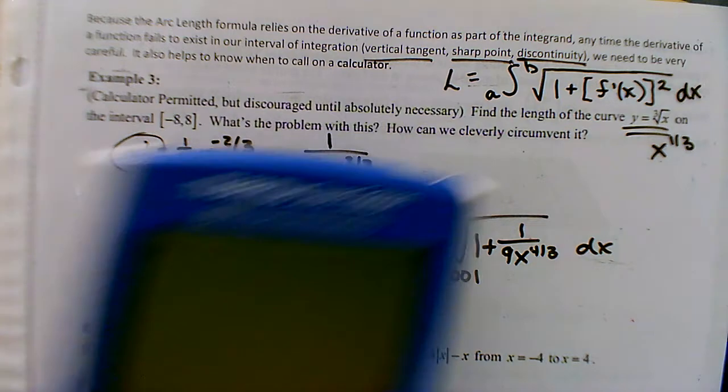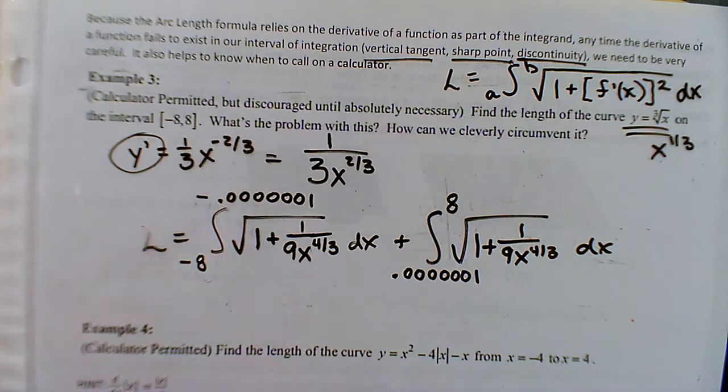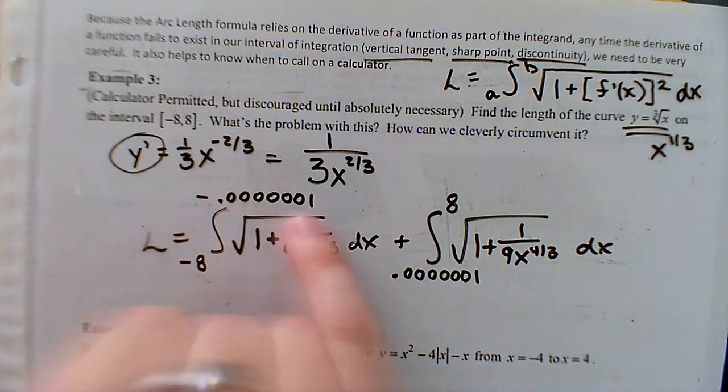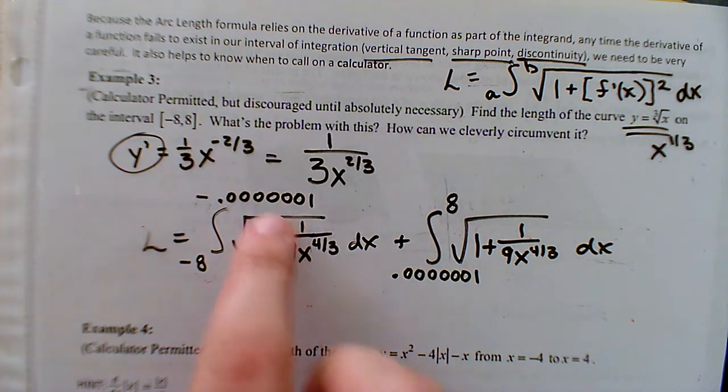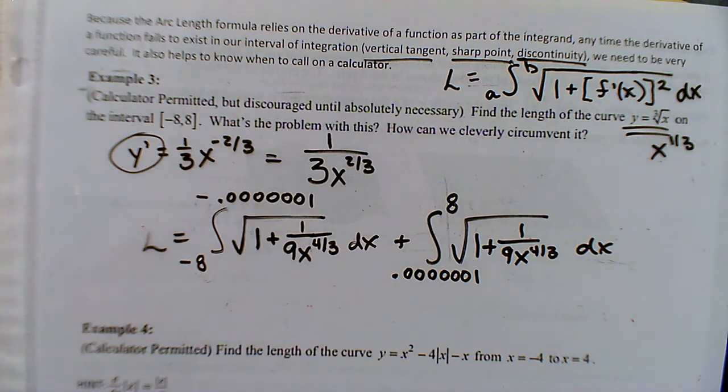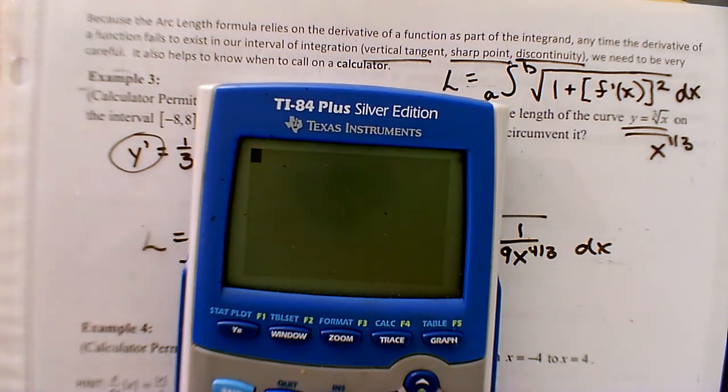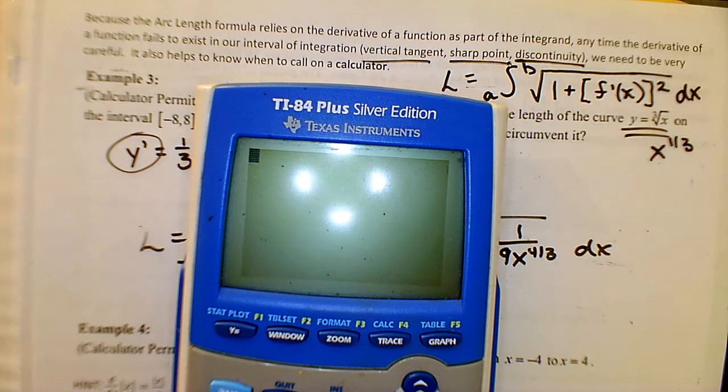Now, the calculator is only capable of doing so much. So maybe this value we picked is too close to 0 for it to actually use. If that was the case, we'd have to chop off a few zeros. You're just trying to get as close as you can to that vertical slope, but so that it's not an issue. Okay? So on your calculator, we'll do math 9, -8 to negative point, how many zeros did we have?